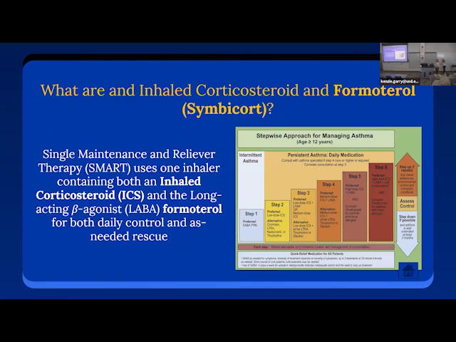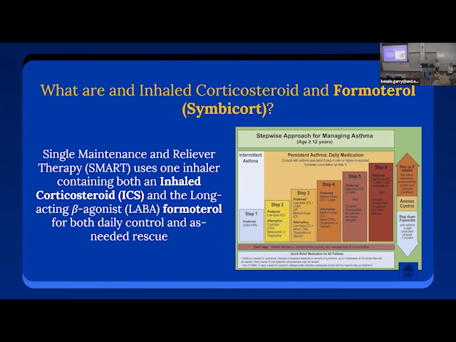So also, we know Symbicort contains two medications in one, inhaled corticosteroids and formoterol. All of the studies have been done with budesonide-formoterol, which is either Breyna or Symbicort. But truthfully, you could probably do it with Dulera, which is mometasone.